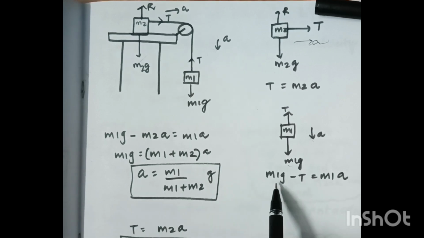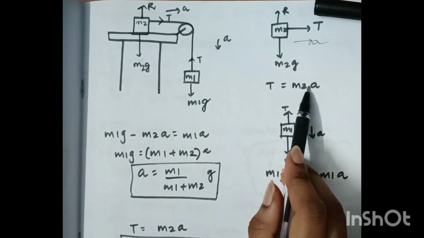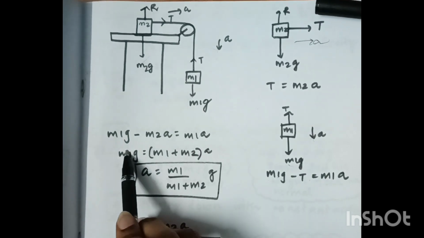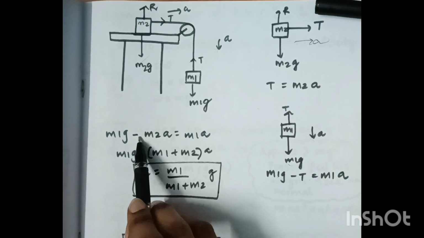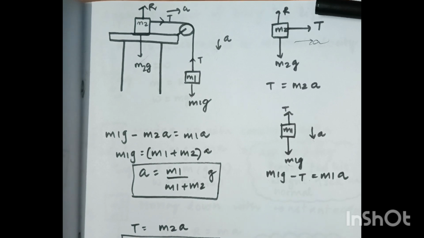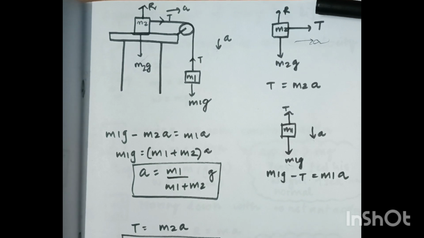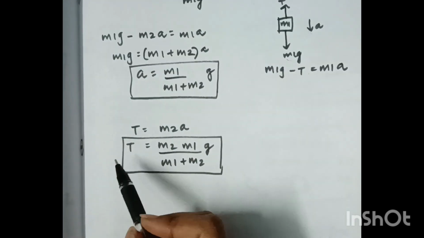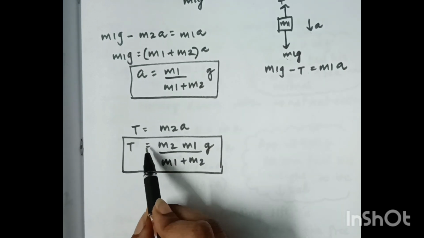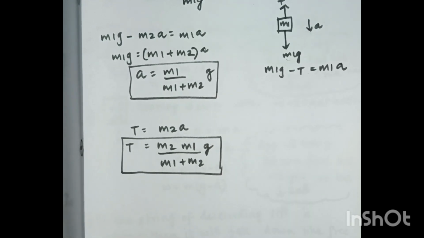Now, m1g minus T equals m1 into a. But T we have already seen, that is m2 into a. So m1g minus m2a equals m1a. So m1g equals m1a plus m2a. So acceleration is m1g by (m1 plus m2). In this case, the value of acceleration is m1g by (m1 plus m2). What about tension? Tension we have already seen from the free body diagram. It is just m2 into a. So T equals m2 times acceleration, that is m1g by (m1 plus m2). So this is the expression for finding tension.